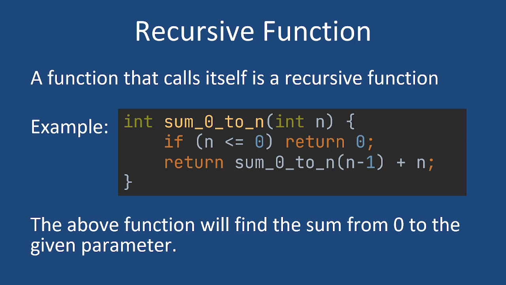And I hope the function is clear. What it does is sum up the numbers from 0 to n. If n is 0, 0 is returned, and if n is not 0, then it adds n to the sum of the previous numbers. So n plus sum of n minus 1, n minus 1 plus sum of n minus 2. Is it making sense?